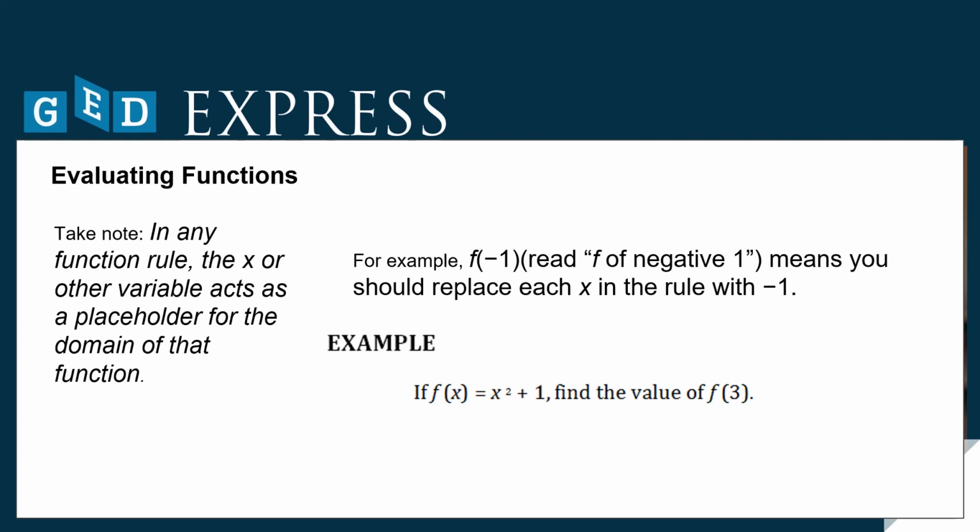If f of x is equal to x to the power of 2 plus 1, find the value of the function where the input is equal to 3, or x is equal to 3. Substitute 3 for the value of x, then we have 3 to the power of 2 plus 1, which is equal to 10. Easy, right? Let's see some other example.